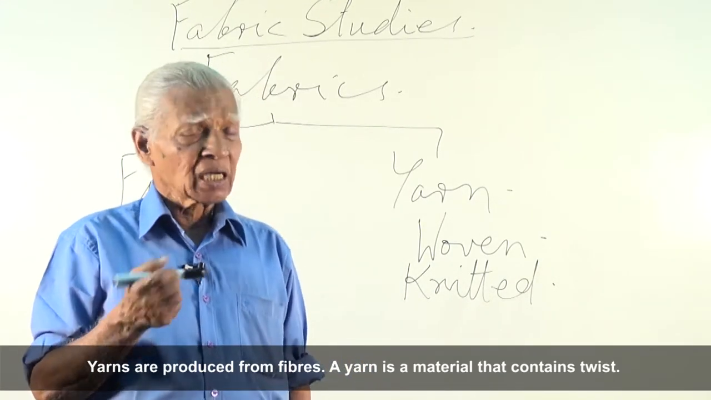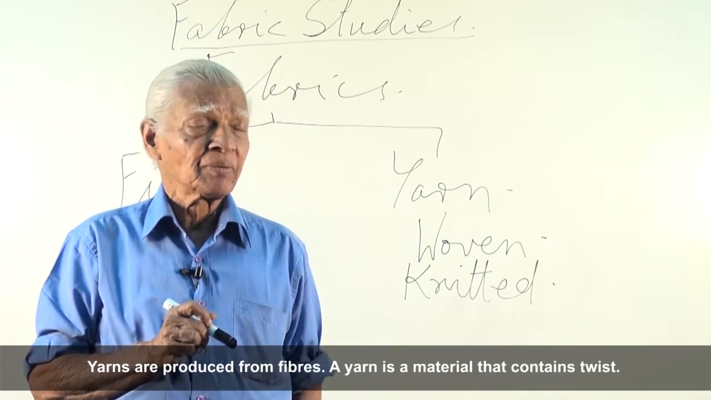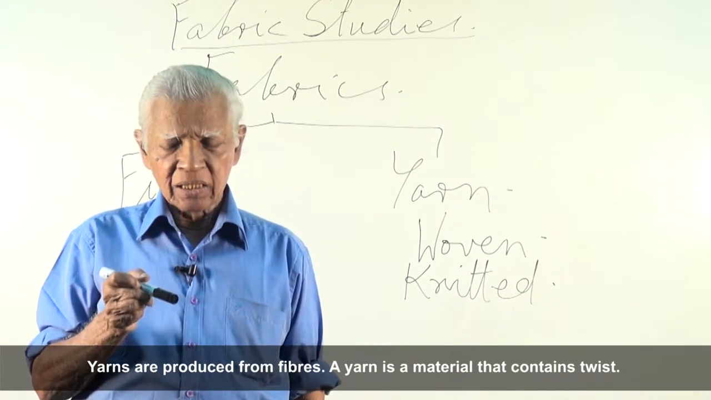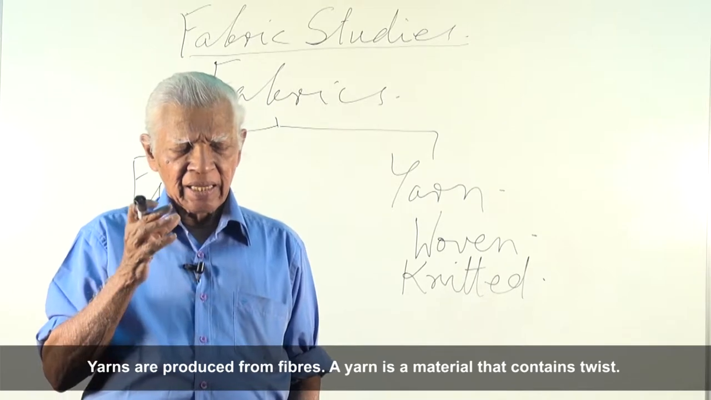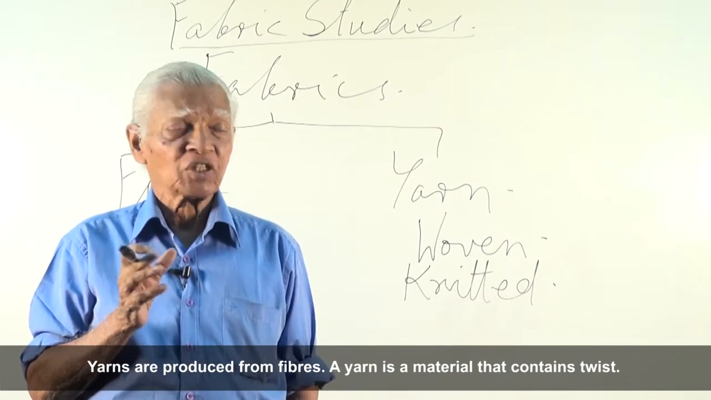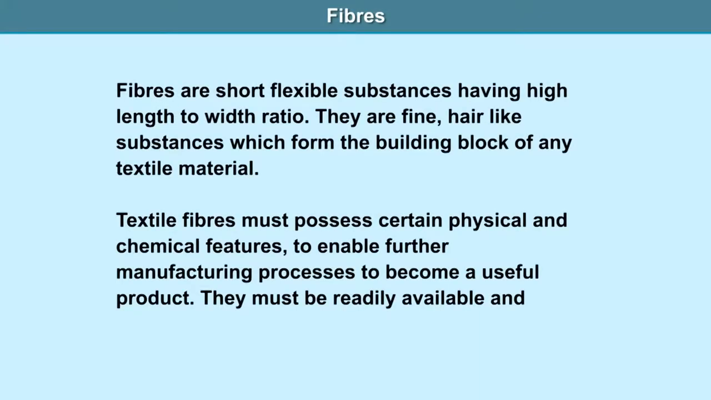Generally, yarns are produced from fibers. A yarn is a material which contains twist. First, we will discuss the fibers and then come to the yarns. Fibers are short, flexible substances having a high length to width ratio. They are fine hair-like substances which form the building block of any textile material.